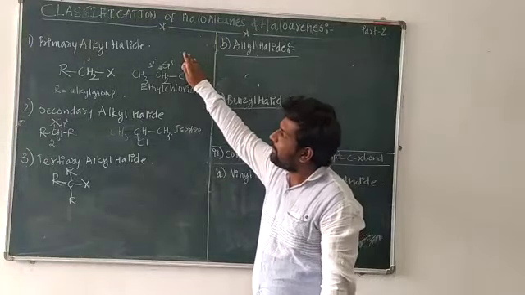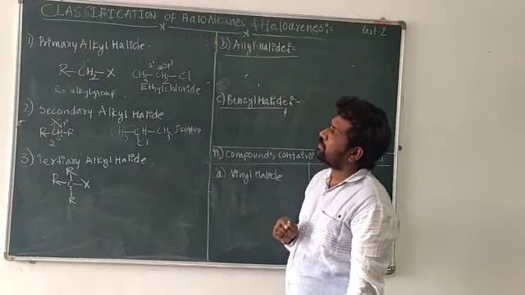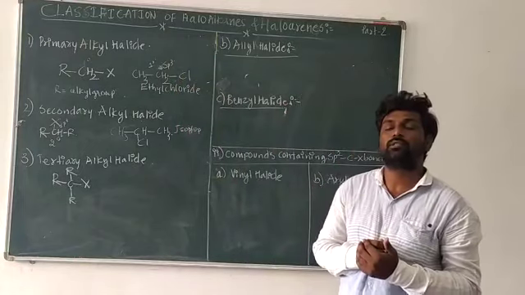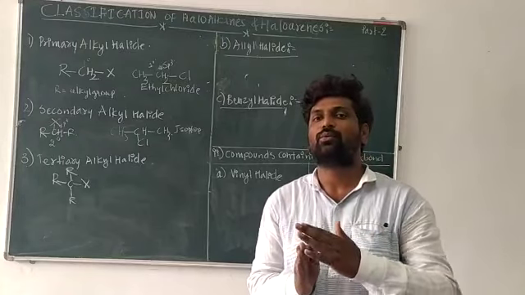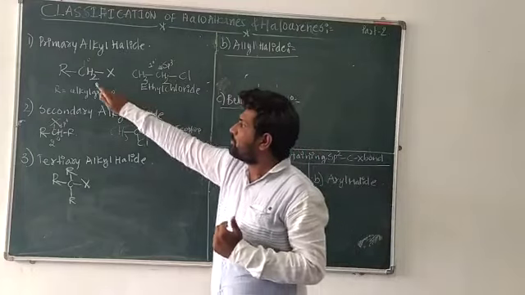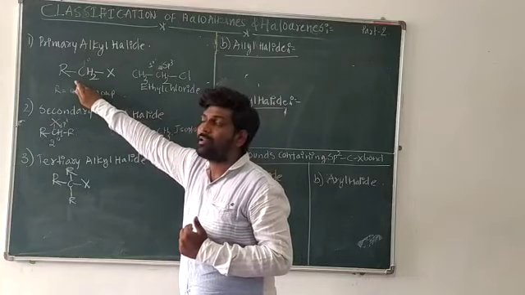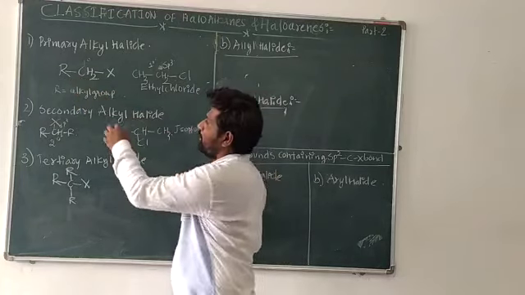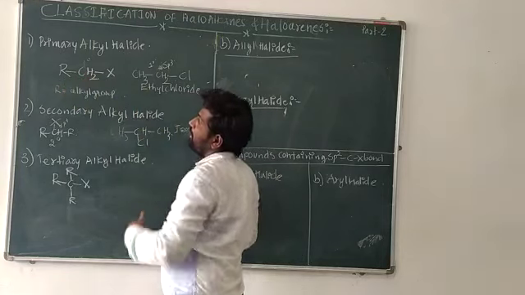So primary alkyl halide, secondary alkyl halide. Primary alkyl halide is a type of alkyl halide where the halogen is bonded to the sp3 hybridized carbon atom, which is bonded to only one carbon atom or no other carbon atom. These have the general formula RCH2X, where R is an alkyl group. So here the halogen atom is bonded to the sp3 hybridized primary carbon atom.